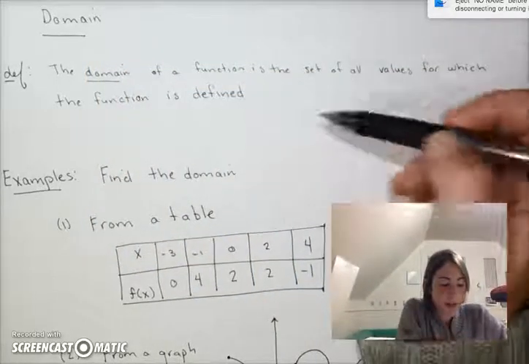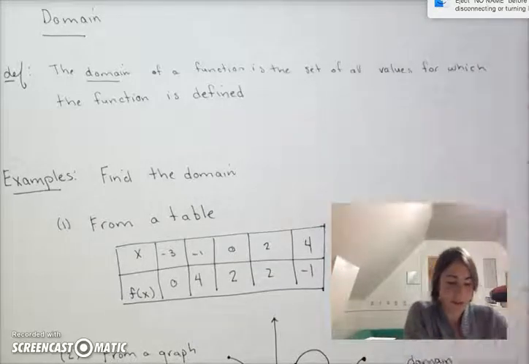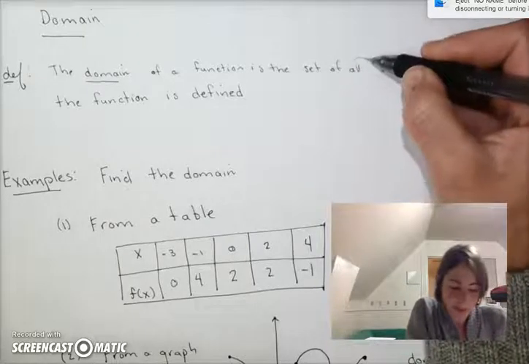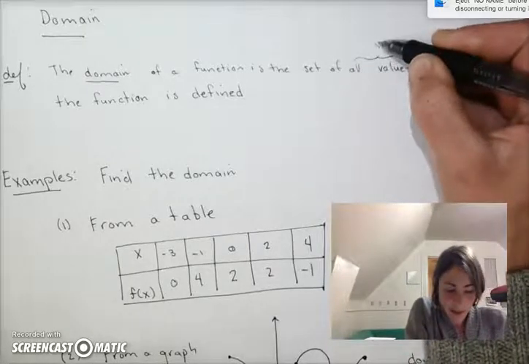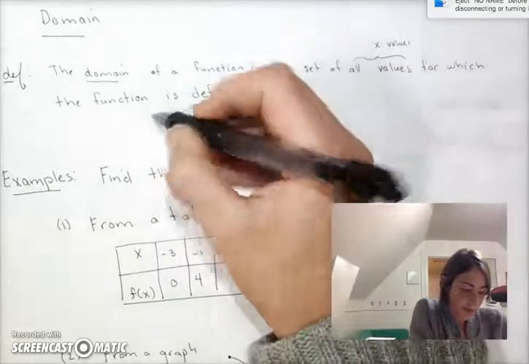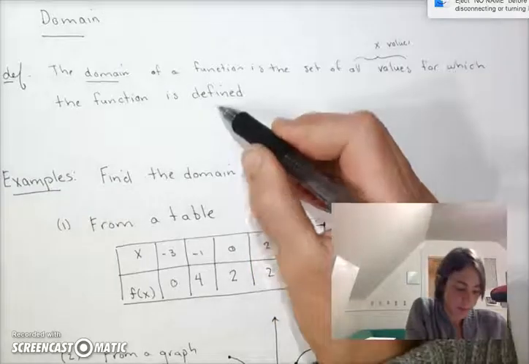So the domain of a function is just the set of all the values for which the function is defined. Another way to think of this is it's a bunch of x values that have y values attached to them. That's what it means to be defined.